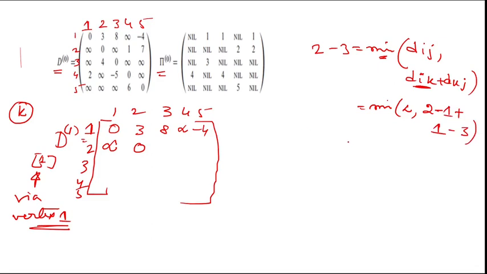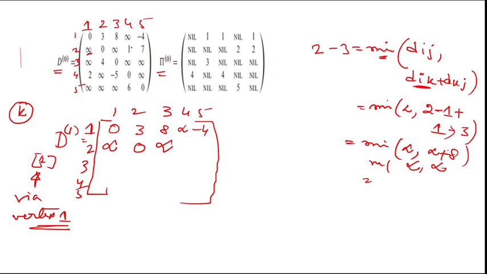Now what is the minimum of infinity? 2 to 1 we already calculated as infinity, plus 1 to 3, which is 8. So infinity plus infinity is again infinity, this is also infinity, and the minimum is infinity. So you put infinity here. Finish it up, students. So this is done.